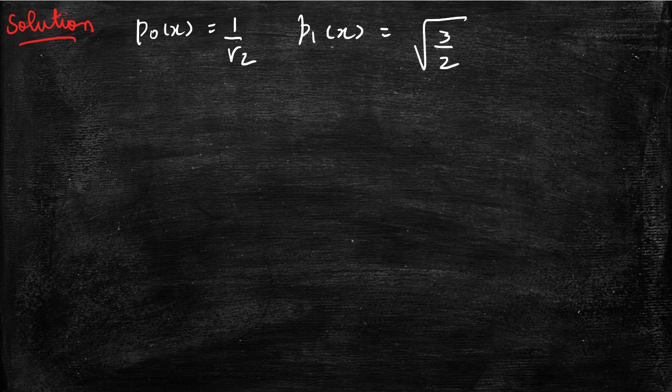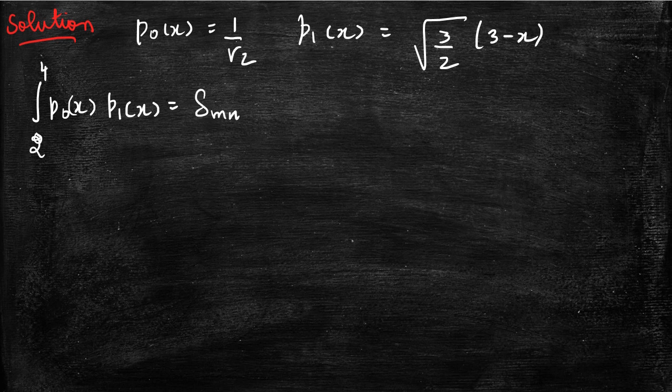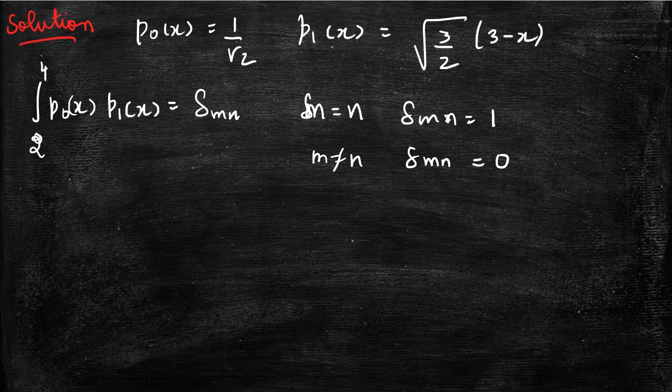So here P naught of x is equal to 1 by root 2 and P1 of x is equal to root 3 by 2 into (3 minus x). Now we know that the integral from 2 to 4 of P naught of x, P1 of x will be equal to delta mn. So when m is equal to n, then delta mn will be equal to 1, and when m is not equal to n, delta mn will be equal to 0. So first we will have to see if they satisfy or not.